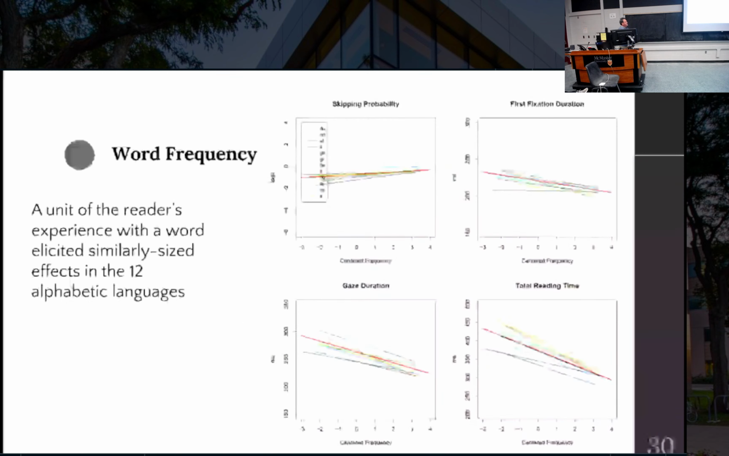Word frequency is very similar. Looking at the same plot for total reading time, the more frequent the word, the faster we read it. So the lines are in the negative direction, and statistically speaking, they're parallel. So there's no difference. Again, seeing a word one more time in your experience buys you the same benefit in milliseconds. And it doesn't matter whether it's Turkish or Italian or Russian or any of the 12 languages that we looked at.